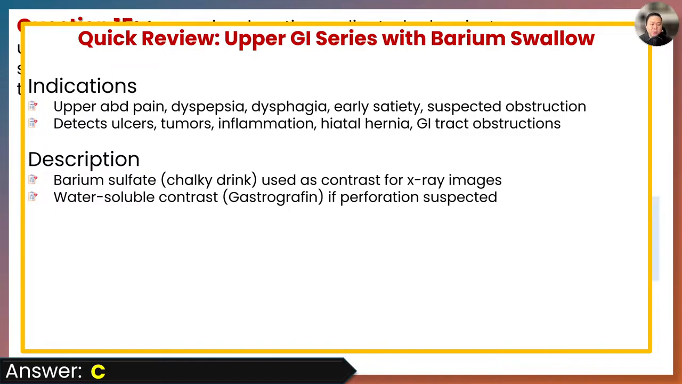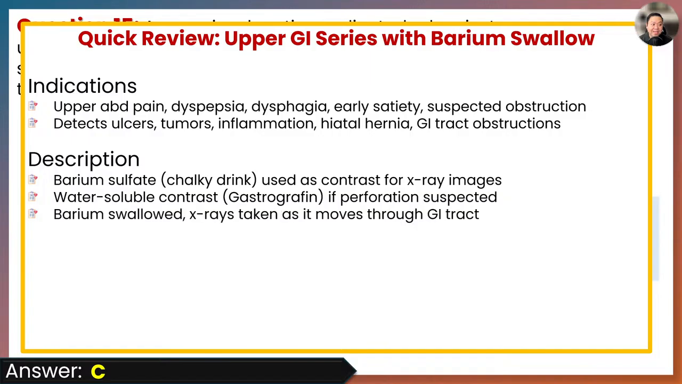And the test will typically start by having the client ingest that solution, and the radiologist will take images using the x-ray as soon as the barium, or the liquid, moves through the digestive tract. And they're going to look for things like tumors, inflammation or ulcers, or any structural issues.